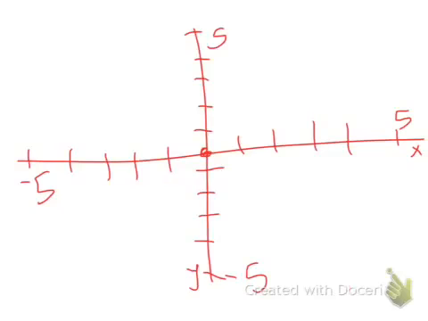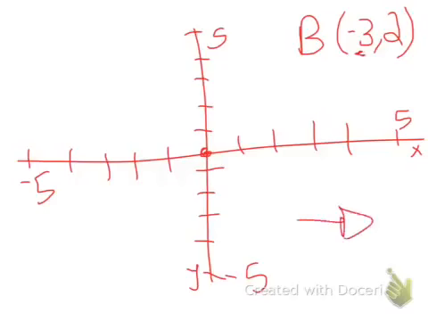Now the next one that we're going to do is a couple graphing problems. So what I want you to do is graph the point B. Oh, what's going on here? Graph the point B, and it is at negative 3, 2. Pause and graph that.